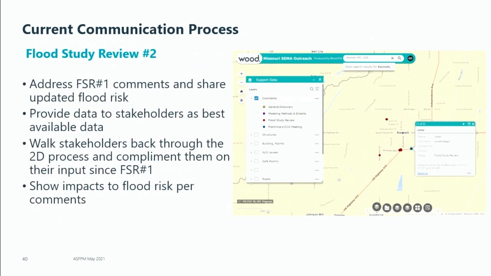After the allotted time to provide comments, we pull the comments off the website. We incorporate those and address those and put comment resolution letters back to the stakeholders. And then we present the data in a Flood Study Review 2 meeting. We walk the stakeholders back through the 2D process, in particular showing them any impacts associated with their comments and changes to their flood risk data sets.